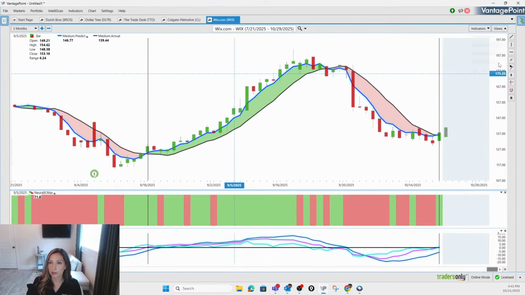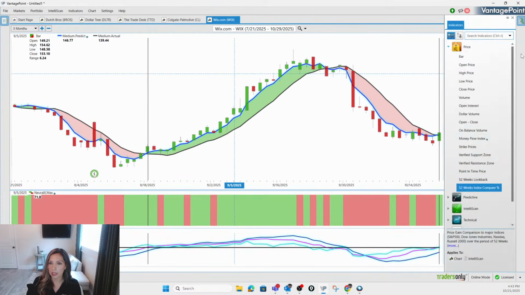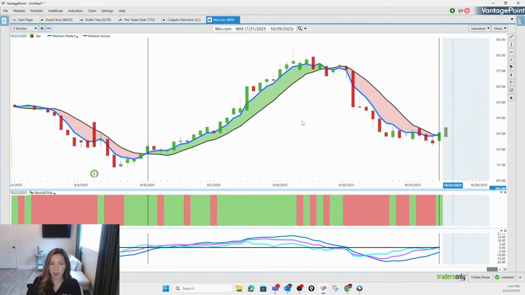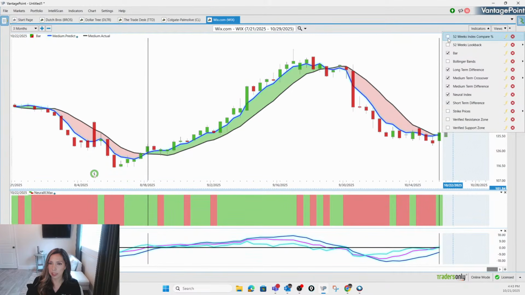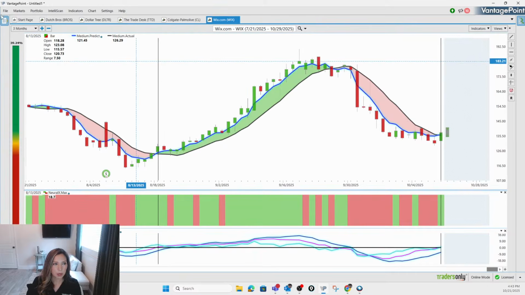And so if you want to see the 52-week index compare right there on Wix, again, evaluating that asset and where it is currently compared to the major indices, we can see that typically Wix outperforms the market, or at its high, it outperformed the market at 39.24%. That means it was doing 39.24% better than the major indices. I mean, the major indices have been up significantly this year, and now you have an asset that's typically done better than the major indices, but right now is at a low point.